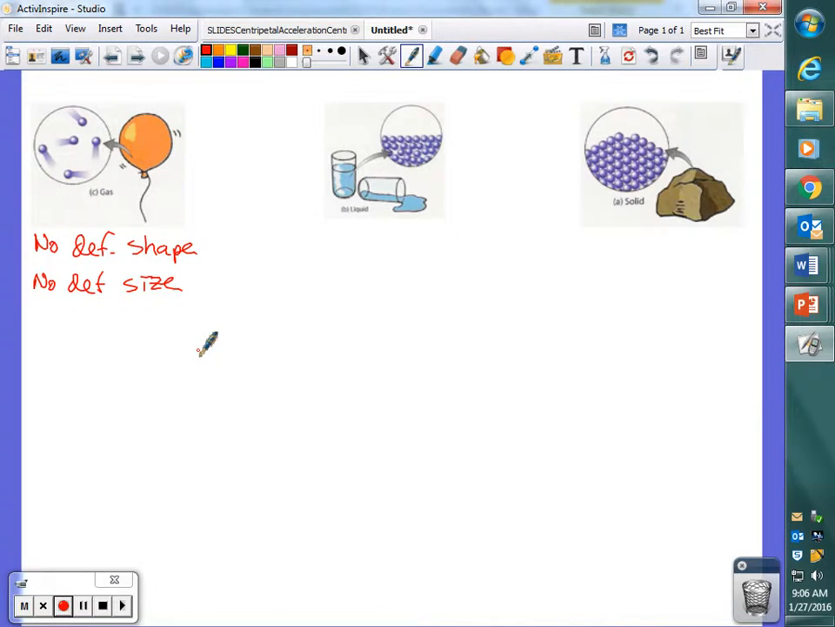Good. Is there any gas that doesn't float in water? No, because the density of gas is so small. We'll talk about density as a property of materials and how that determines where they go in this situation. All gases will float in water because their density is much lower than liquids. So gases: no definite shape, no definite size. They fill the container that they're in.